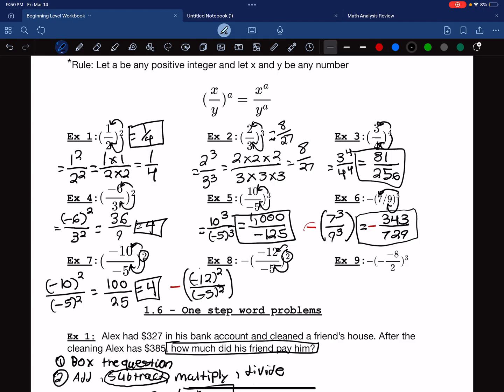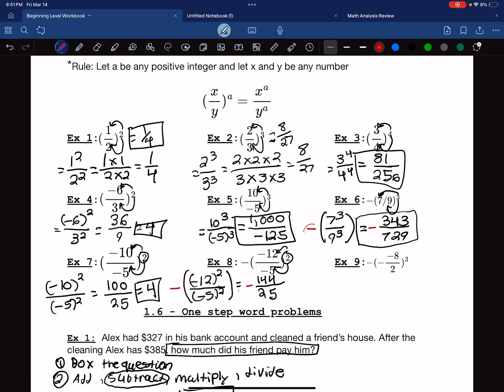So let's do the inner work within this fraction before you bring out that negative for our final answer. So we have -12 squared, and -12 squared is -12 times -12, and that is going to equal 144. And then on the bottom, we have -5 squared, which is -5 times -5, which is 25. And then we're going to bring out this negative. And that is our final answer.